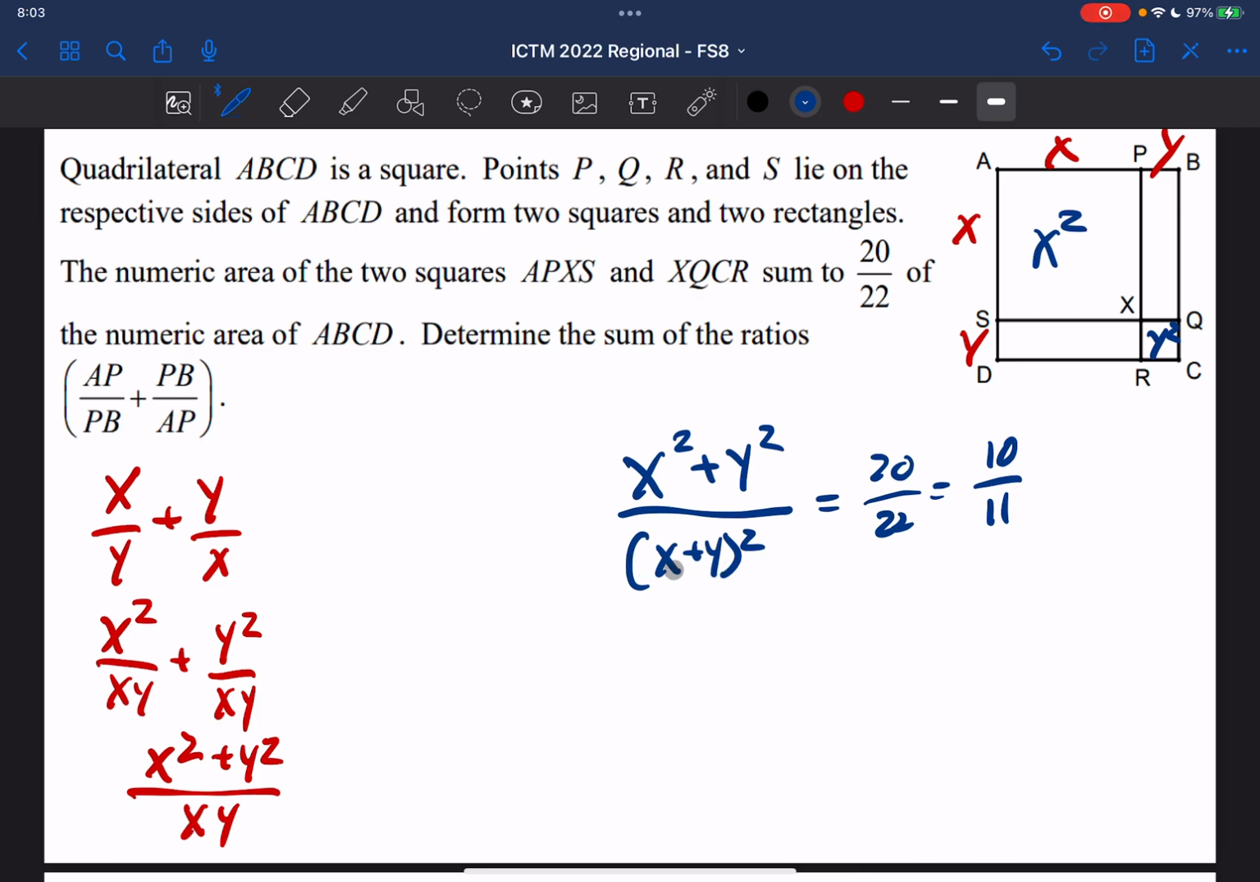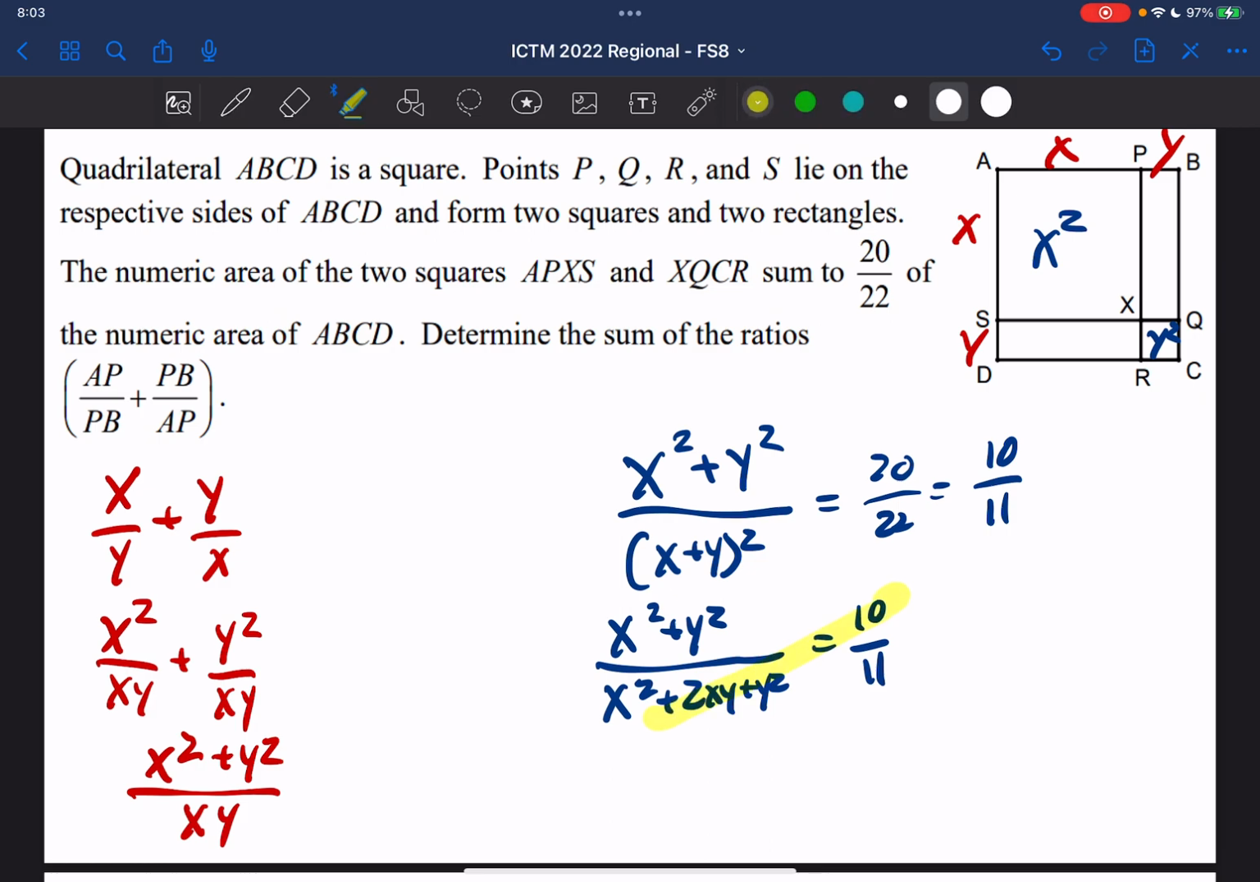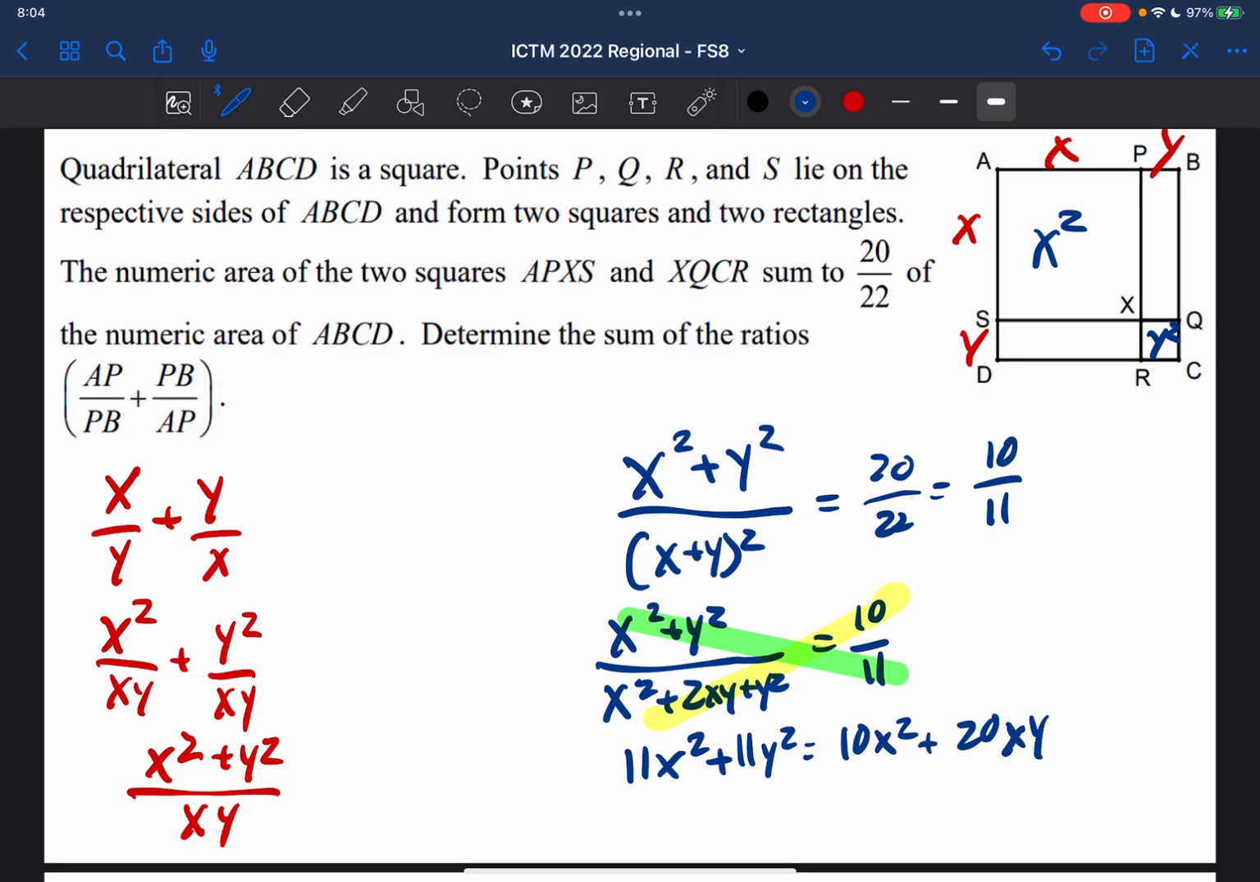Now I'm going to expand out the bottom. So we have X squared plus Y squared over X squared plus 2XY plus Y squared equals 10 over 11. Now with this proportion, I am going to cross multiply. So we have 11x squared plus 11y squared equals 10x squared plus 20xy plus 10y squared.